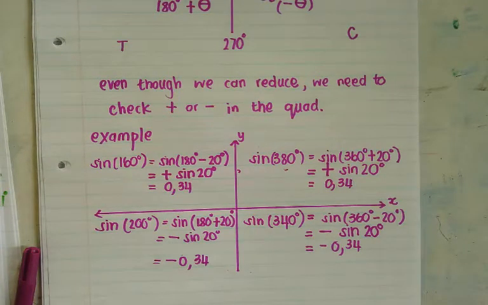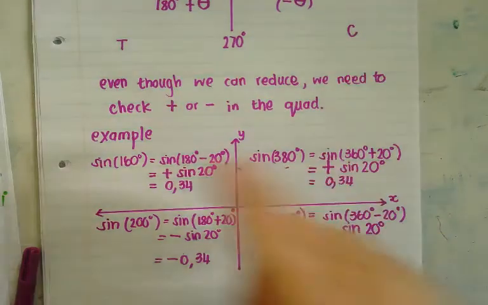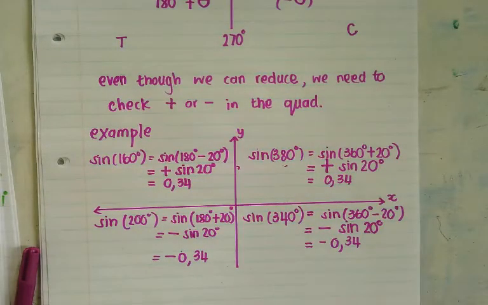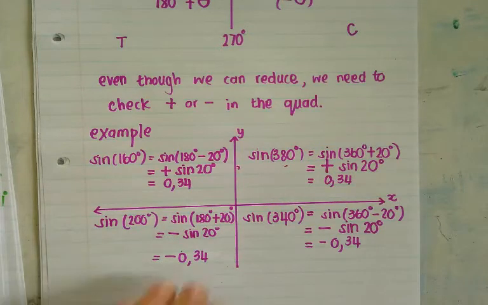So I could do this with any theta. Can be 20, can be 30, can't be 400, that's not an acute angle. So anything up to 90, and I can put it in every quadrant. So we're going to do one more, and then we're going to go back to our equations. Do we want to do cos or do we want to do tan? Okay, let's do cos.